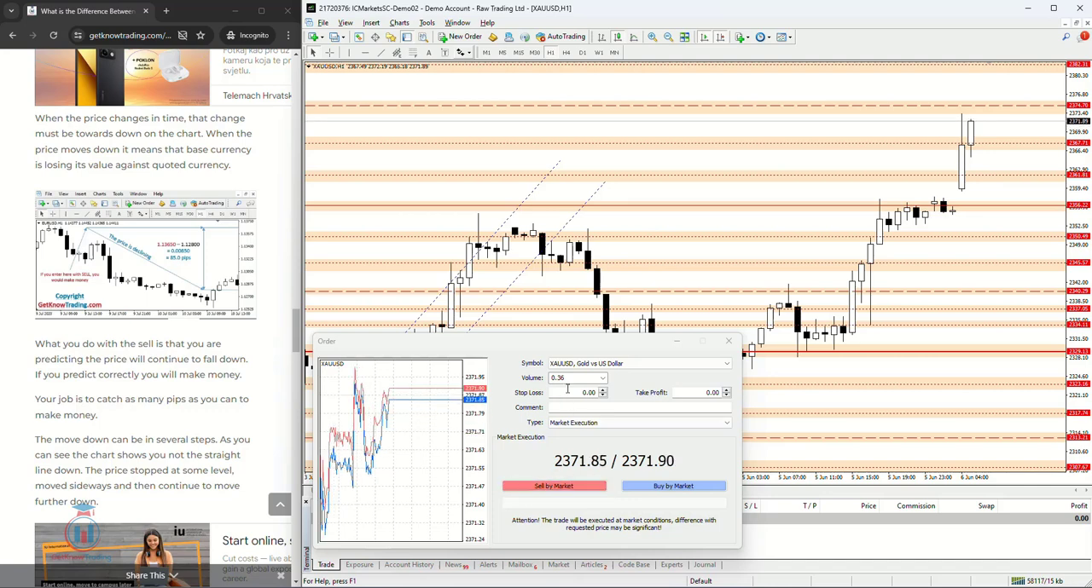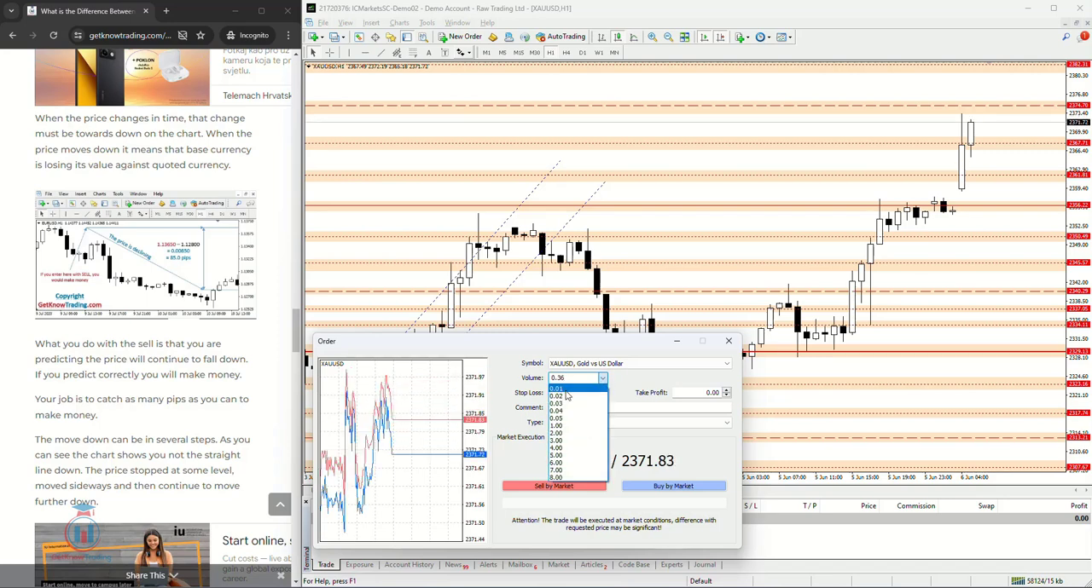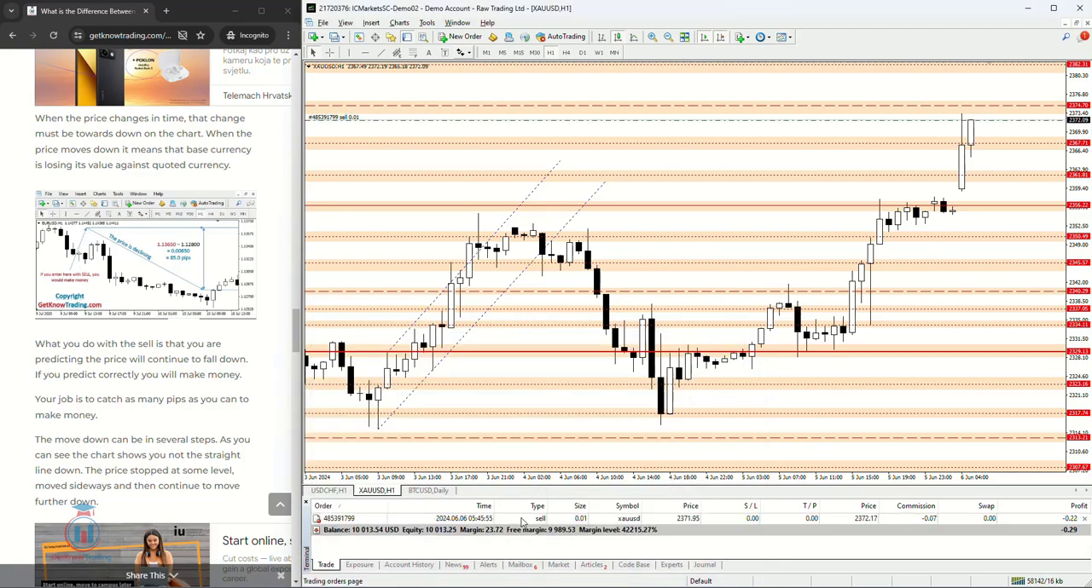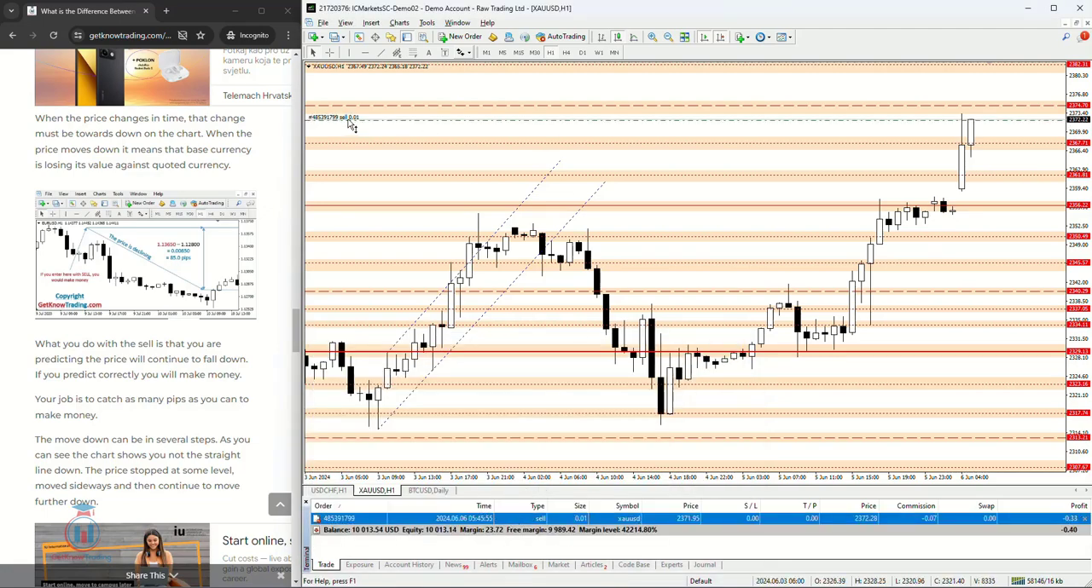Before I do that, I will just change this one to 0.01, which will be the small lot size. In this video, I will not go through the details of what the lot size is, what the volume is, but this is the volume that defines how much each pip will be equal to. So sell by market, and the new order has been opened. You can see that we have here a dotted line which says sell 0.01. It is the lot size, and that is the volume here.